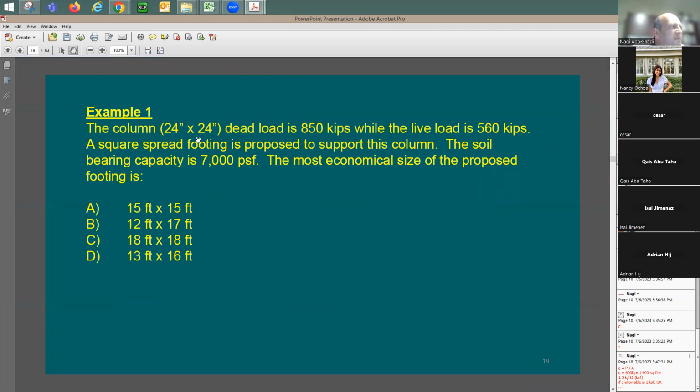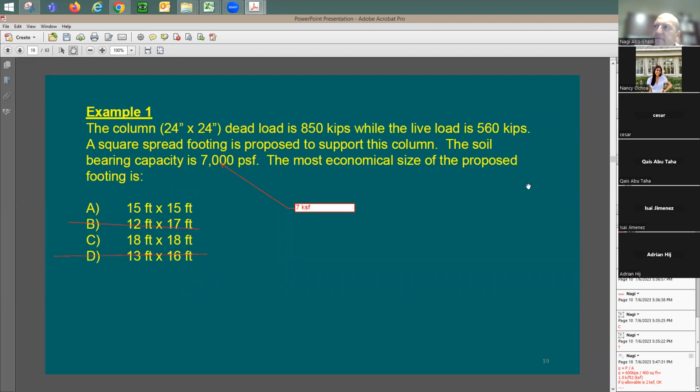One example says the column is 24 by 24 inch, dead load is 850, live load is 560. A square spread footing is going to be used here. The soil pressure is 7,000 PSF, which in terms of kips is going to be 7 KSF. It asks which is the most economical size for the proposed footing. You can see they are talking about a square footing. This answer is incorrect. So I'm going to have either 15 by 15 or 18 by 18.